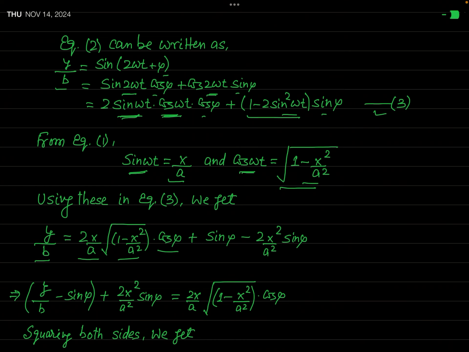Again, in the second term, there is 1 minus 2 sine square omega t, and sine phi is multiplied here. So let us multiply this sine phi to these two terms. The first term will be sine phi, and the second term will be 2 sine square omega t times sine phi. This is 2 sine phi, and in place of sine square omega t, you may write x square over a square.